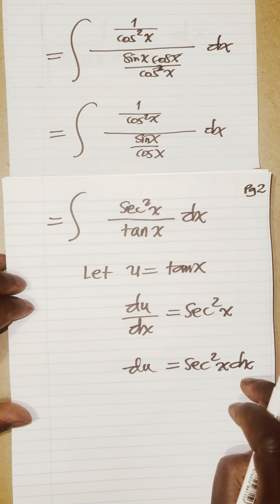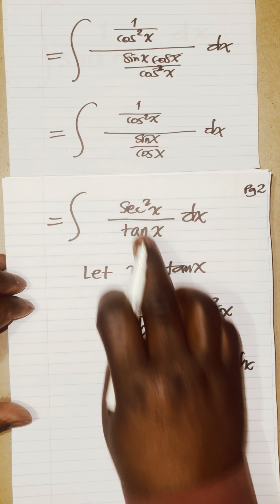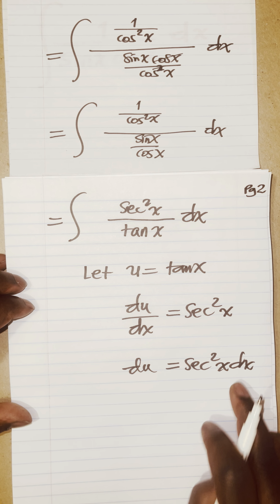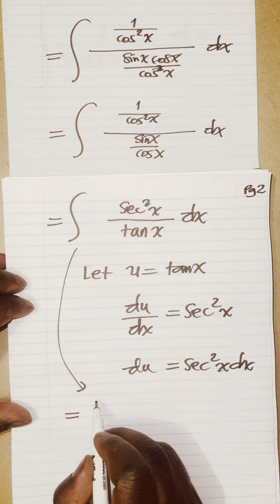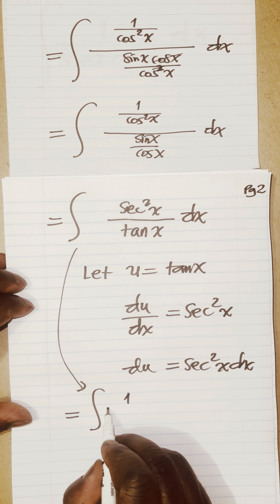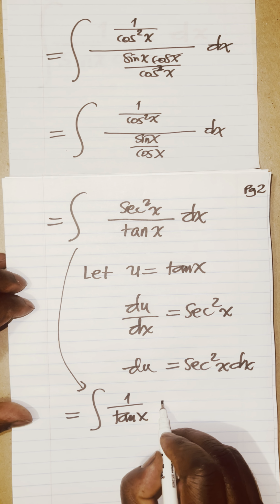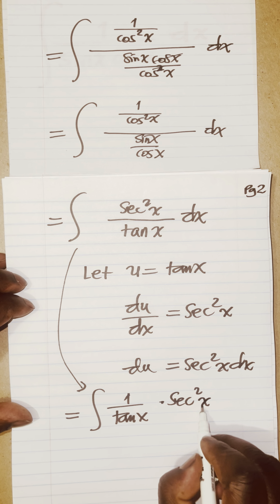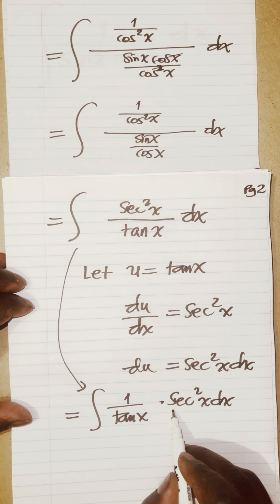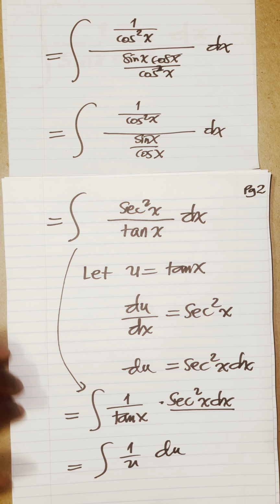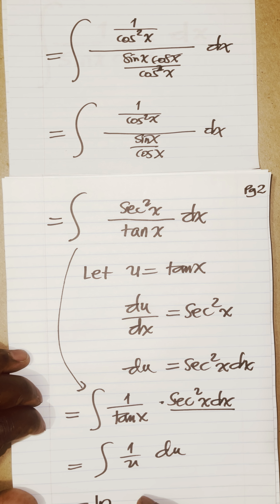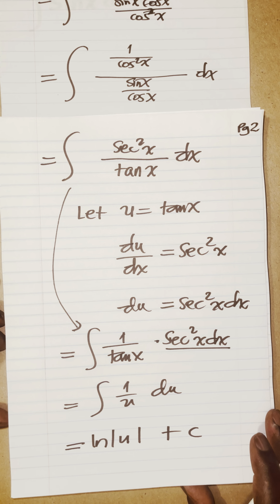Fantastic. Now I'm going to take this expression to replace that. Remember, sec squared dx is this one here. Let me rewrite that for you to see it clearly. So this integral is the same as the integral of 1 over tan x times sec squared x dx. Fantastic. Now notice this is du, and that's 1 over u. So this is the same as the integral of 1 over u du. And you know that this is just the natural log of u. And then we have to say plus c because this integral is an indefinite one.